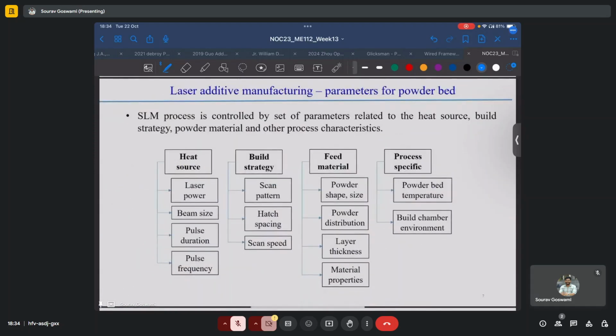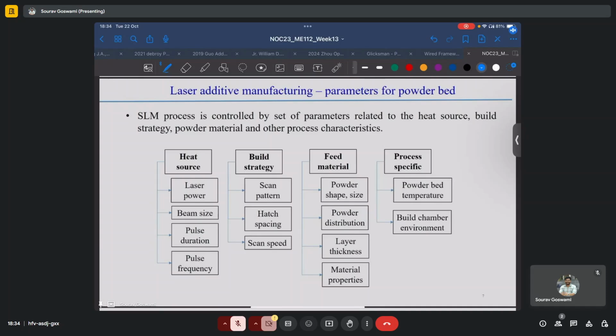For the powder bed process itself, there are multiple parameters which must each be tuned and optimized to achieve the perfect part. When I say perfect part, I mean a part which is devoid of defects, such as cracks or porosities, and which has good mechanical properties equivalent to wrought parts, and which also conforms to the design requirements in terms of the geometric tolerances and the surface finish.